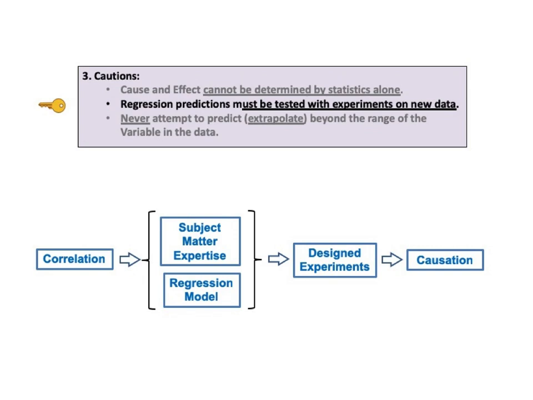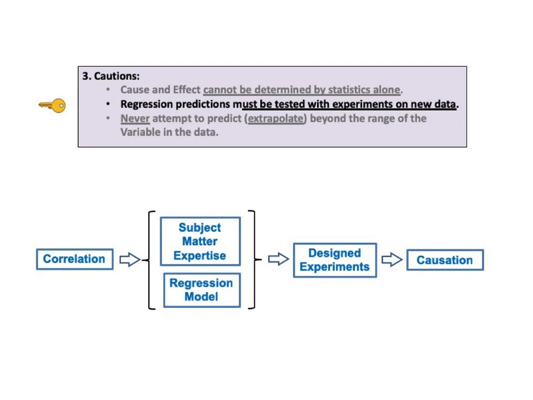The second caution in key number 3 is that regression predictions must be tested with experiments on new data. If we have a value for r squared above our clip level, and if we have compliant residuals, then we can proceed to the next stage of analysis, a controlled or designed experiment. We cannot use the original data as proof of cause and effect. If we want to use the model to predict values for y, then we must actually collect some new data, use the model to predict some new values, and then test the model's predictions with designed experiments.